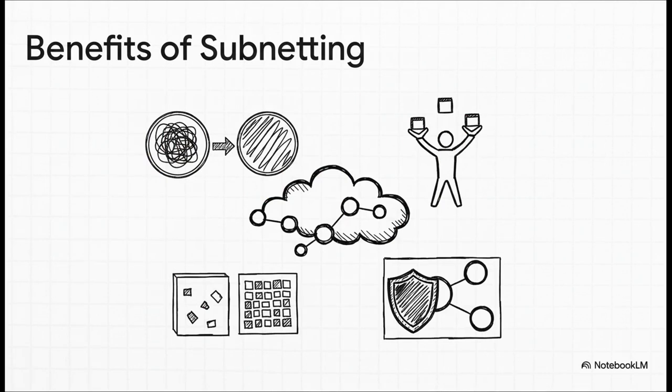And the payoff for doing this is huge. By creating these smaller groups, you cut down on unnecessary network chatter, which makes everything run faster. It makes the whole network easier to manage. And of course, the big one, it lets you use your IP addresses way more efficiently. As a bonus, it even boosts your security, since you can isolate these different subnetworks from each other.